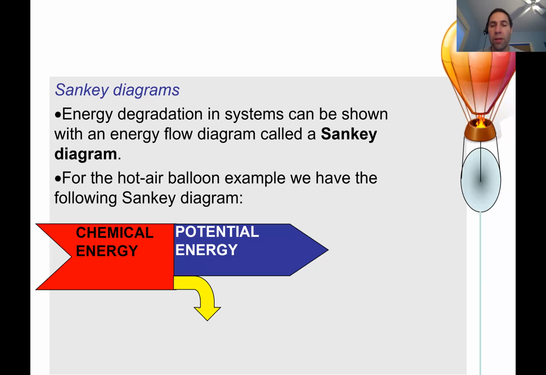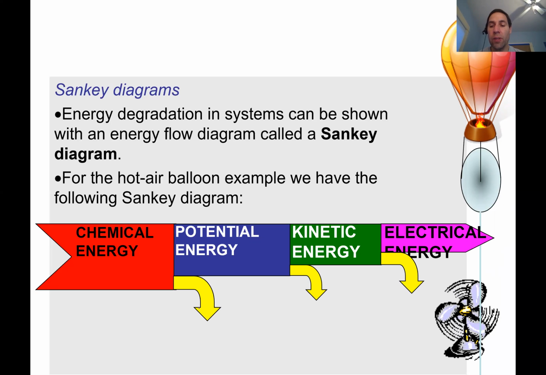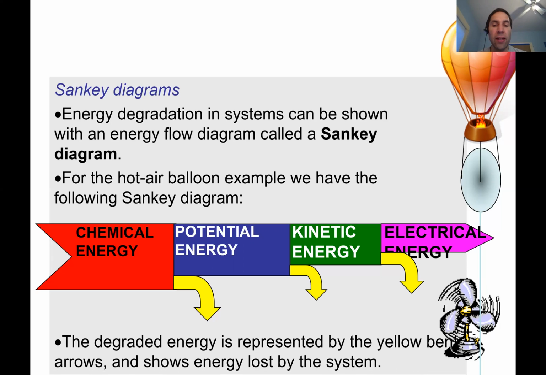And then when the water falls, that potential energy gets converted into what? Kinetic energy. But again, not all of it gets converted. Some of it is degraded, and the yellow arrow represents that. And finally, the fan blade spinning, eventually some electrical energy comes out of there, but not all of the energy of the fan blade's movement gets converted into electrical energy. There are some friction forces and some resistive heating conversions of energy, which basically cause energy to be lost in the form of thermal energy. Again, the degraded energy is represented by the yellow bent arrows and shows energy lost by the system.